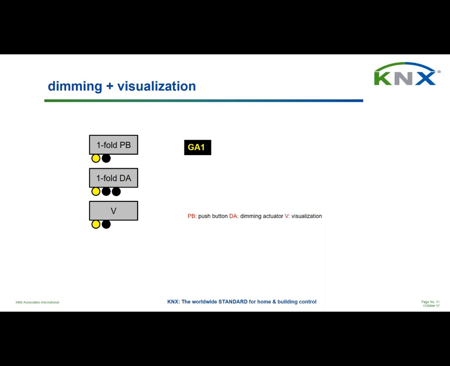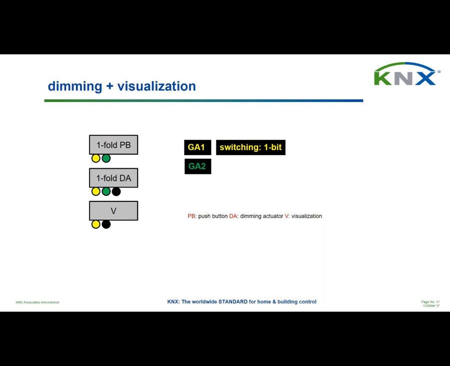Well, there would be one group address that we will use for switching, in order to exchange indeed 1-bit information between the push button and the dimming actuator. So this is obviously to switch on the lamp. And also it is linked to the visualization system. This can work in two directions. The visualization system can be informed about the status of the lamp, but it can also be used in order to control the lamp. In other words, the visualization system can also trigger the dimming actuator here.